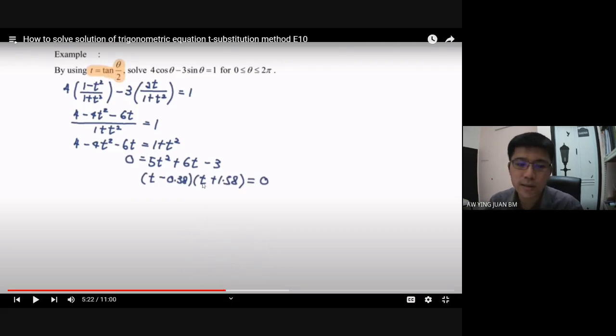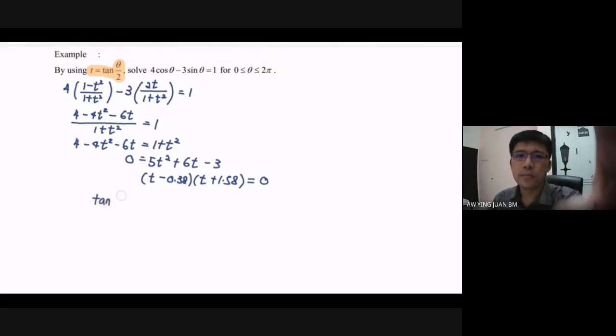Akhirnya saya dapat apa? Saya tekan calculator. Saya dapat jawapan yang it's not an integer, it's a decimal. Okay? So saya sengaja cari soalan macam ni untuk you nampak keadaan dia. Jangan ingat selalunya cantik je jawapan. Faham? Teruskan. Tangent theta over 2 is equals to 0.38, and t is equals to tangent theta over 2 equals to negative 1.58.